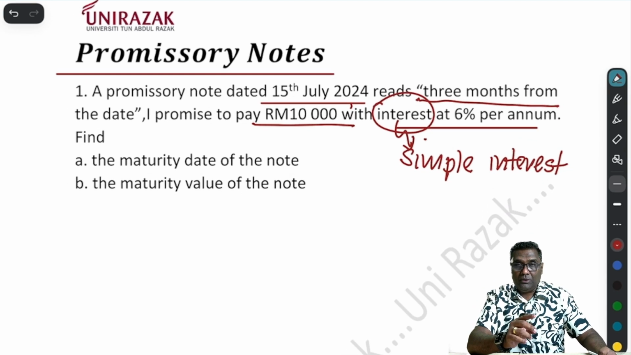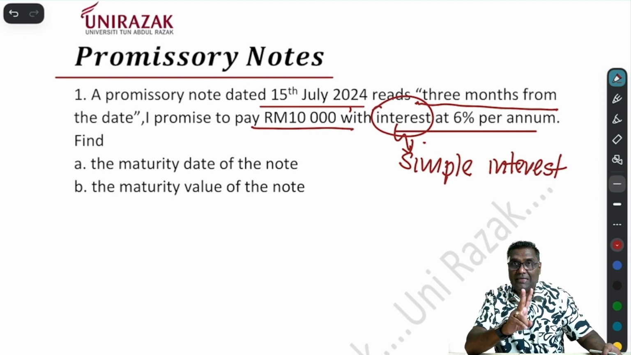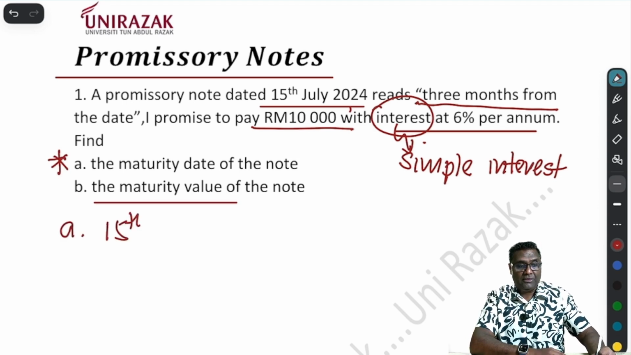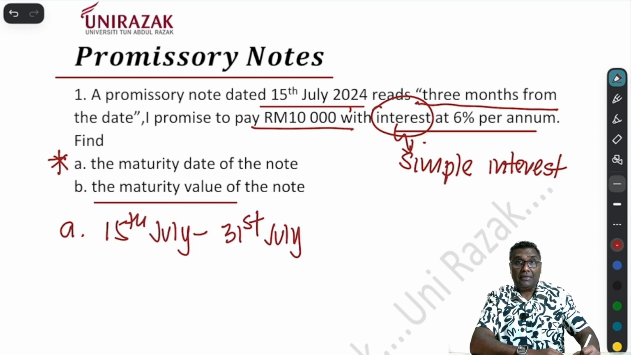So in order for me to do that, the first two things that I need to learn are how to find the maturity date and how to find the maturity value. Let me start with the maturity date. You gave on 15th July. So July is until 31st July. So 31 minus 15 is 16.